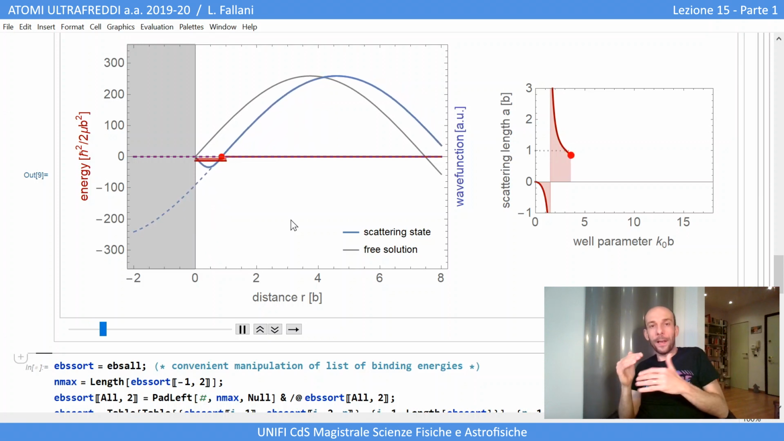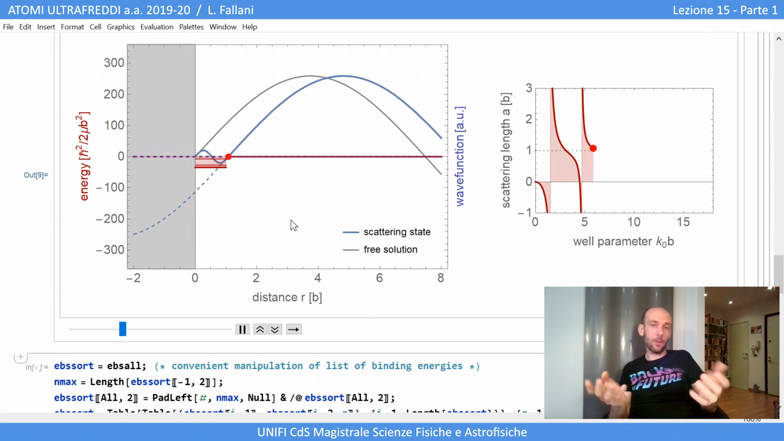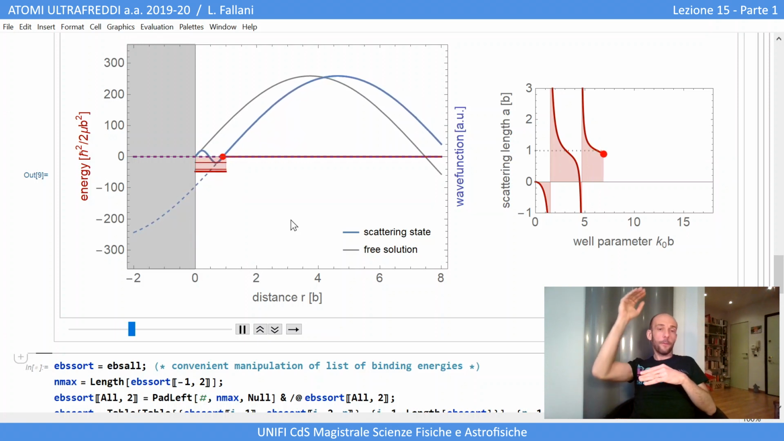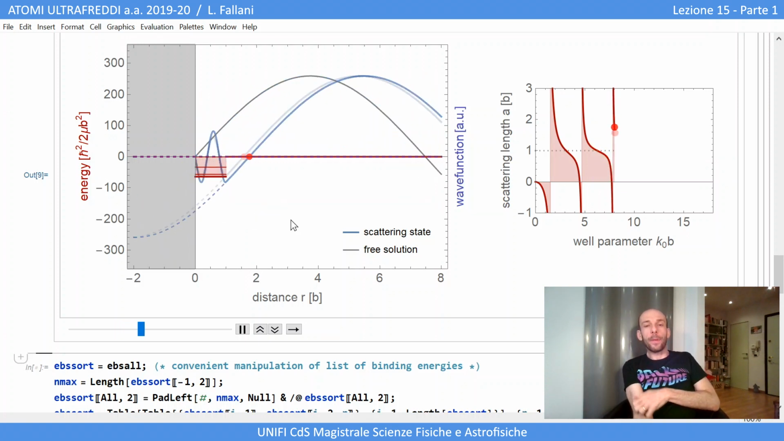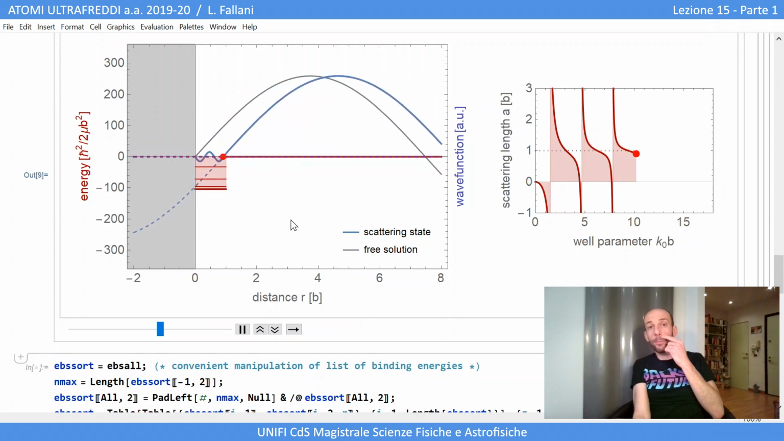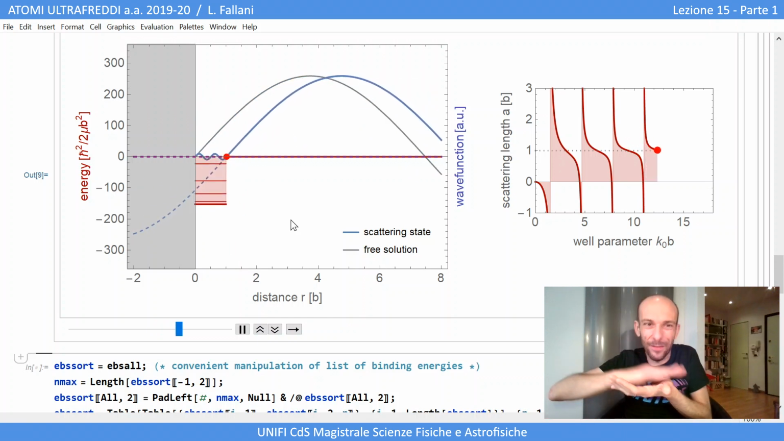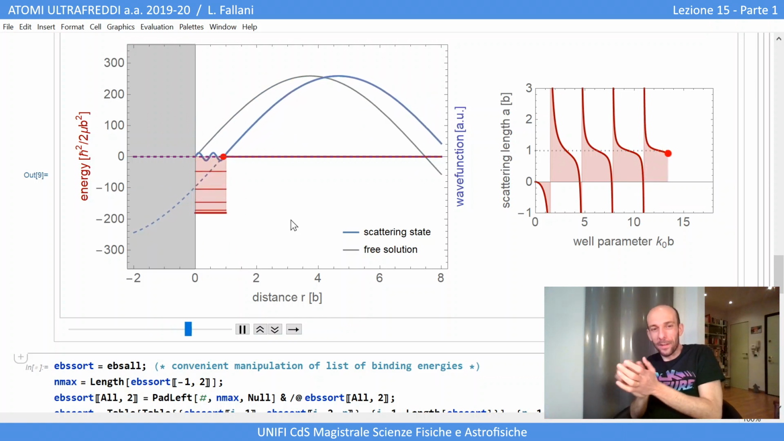Of course, this is a finite potential well, so it has a finite number of bound states, contrarily to what happens for the infinite well. And so they can be counted, and you see that each divergence corresponds to a new bound state entering, in some sense, the potential well as the depth is decreased.